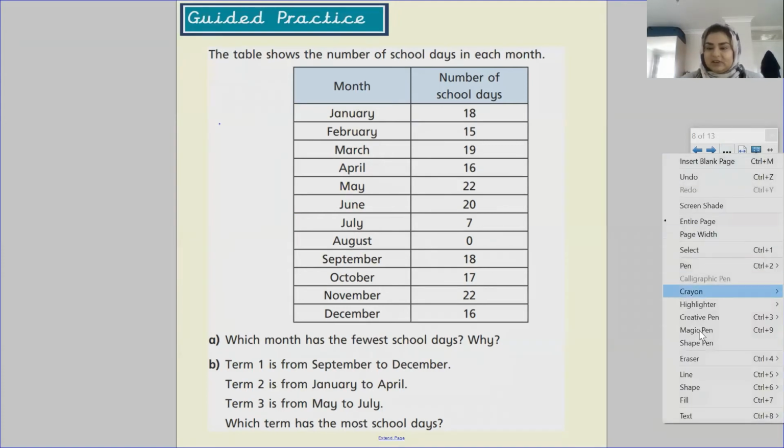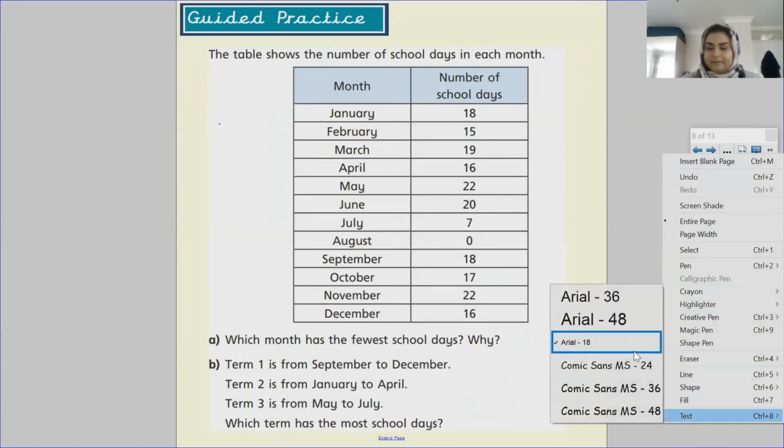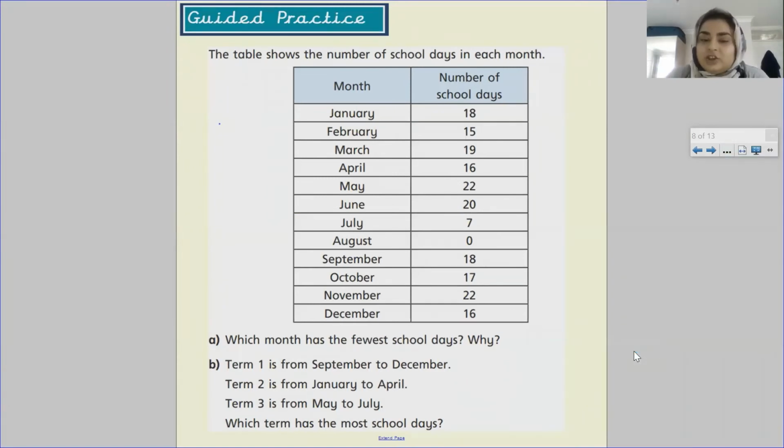Now, the best thing to do would be to add the days, okay, for each term. Now, can you go and work out the answer to that and then come back to my screen when you are ready?